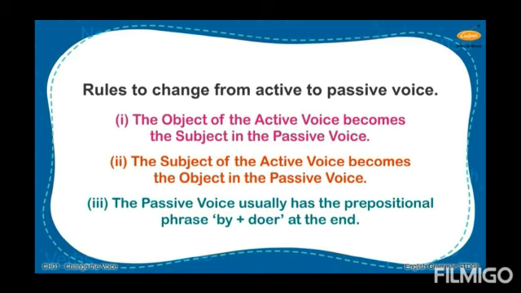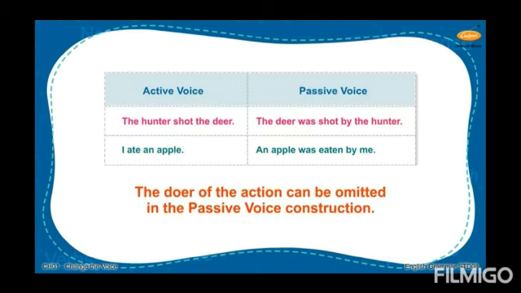Let us see how. Rama killed Ravana. Rama subject, Ravana object. Interchange the position. Ravana was killed by Rama. Here, Ravana is now the subject in passive voice and Rama is the object in the passive voice. You can see we have added a prepositional phrase by Rama. Ravana was killed by Rama.